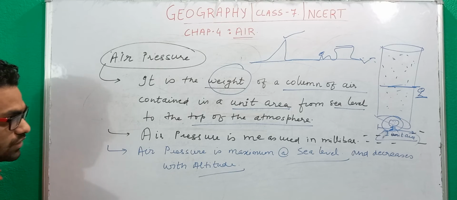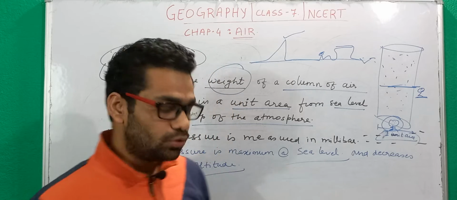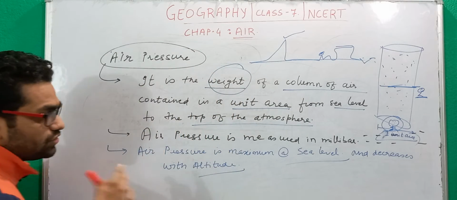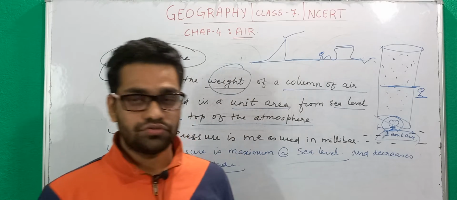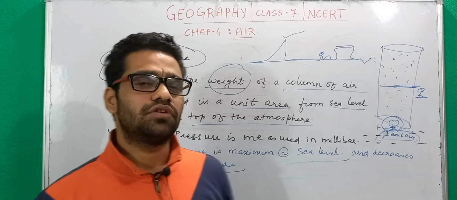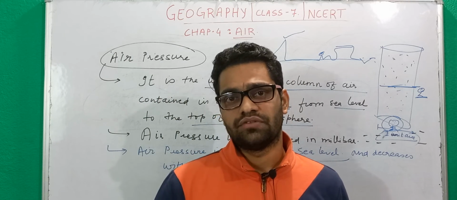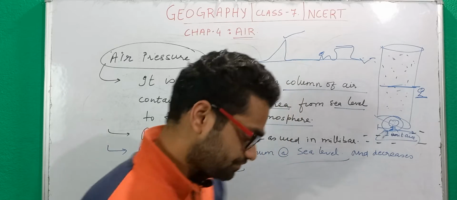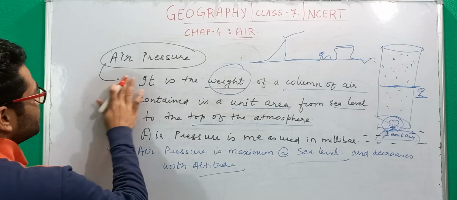Now two terms in air pressure you have to understand: high pressure area and low pressure area. So we know that air pressure is not uniform everywhere. There is a difference in air pressure when you go from one place to another. So this difference in air pressure creates a pressure difference.